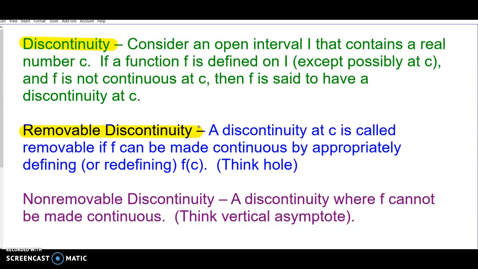Removable discontinuity, okay? A discontinuity at c is called removable if f can be made continuous by appropriately defining or redefining f of c. So in other words, think of a hole. Okay, so we had a picture of that before. And then non-removable discontinuity. A discontinuity where f cannot be made continuous. So think vertical asymptote. Okay. Another case where this can happen is if you have a jump for non-removable discontinuity.